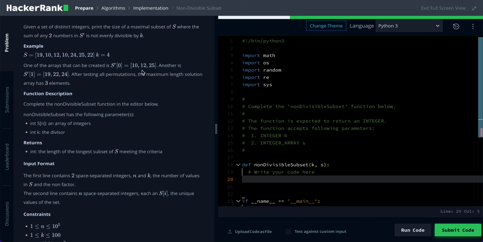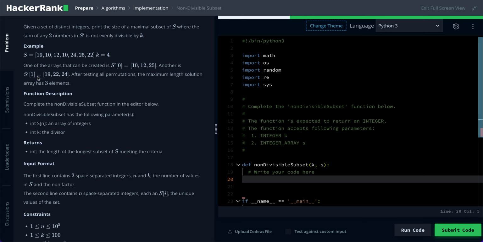What is 10 plus 12? 10 plus 12 is 22. Is 22 evenly divisible by 4? No. So that's perfect. Those two numbers check out. 10 plus 25. What's 10 plus 25? 10 plus 25 is 35. Is that divisible by 4? No. Those two check out. Last combination would simply be 12 and 25. What's 12 plus 25? 37. Is 37 divisible by 4? No. So those check out.